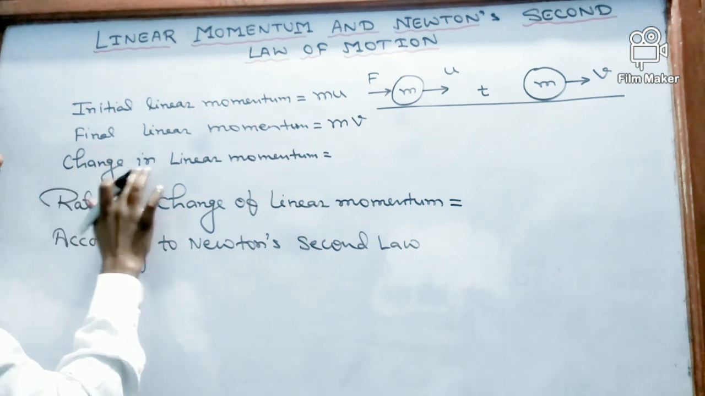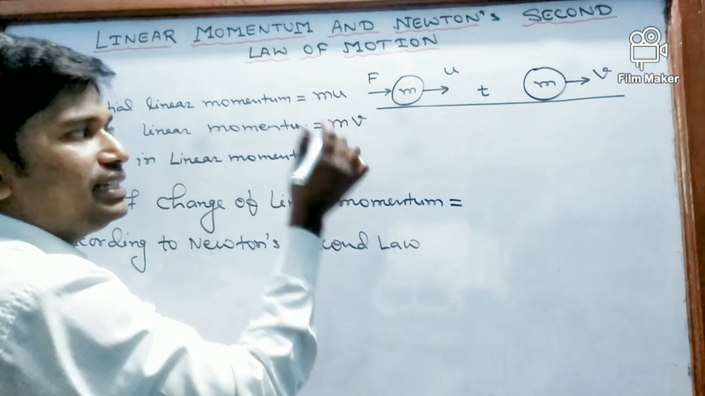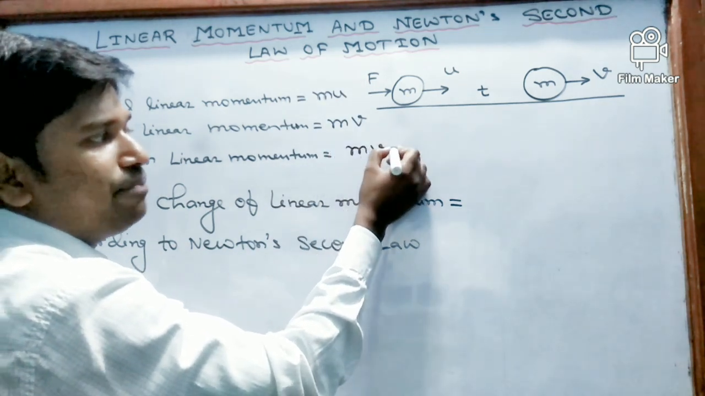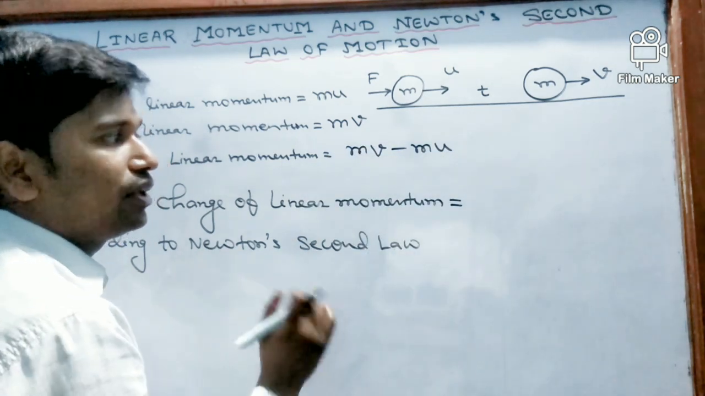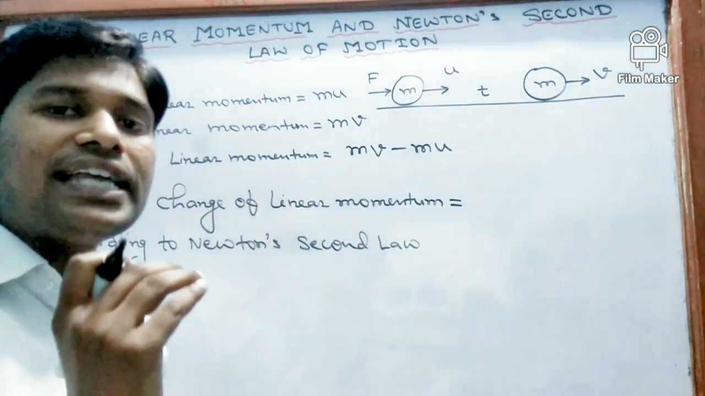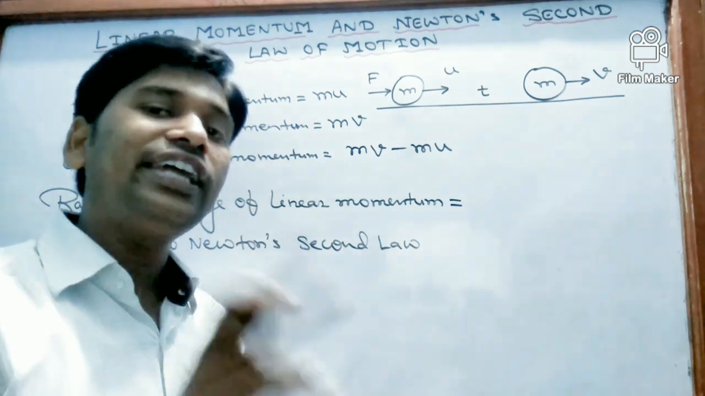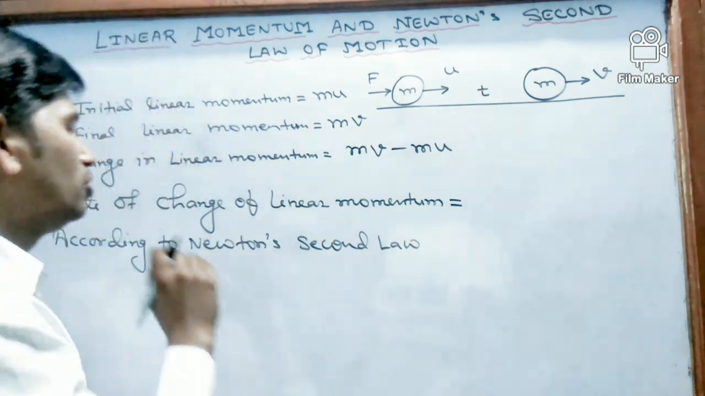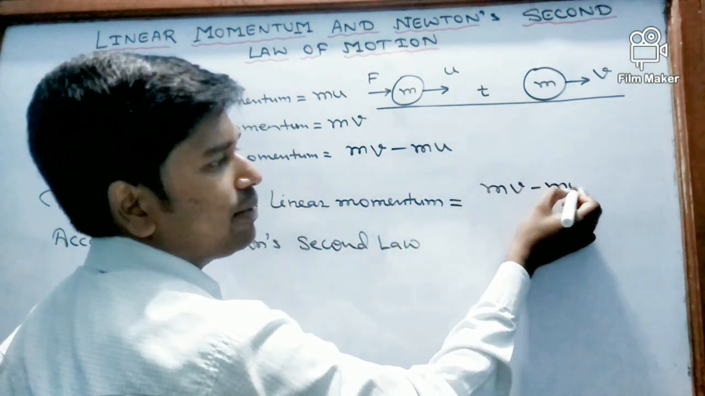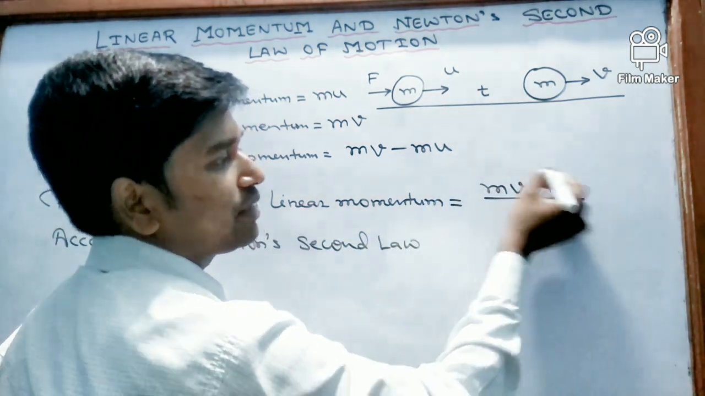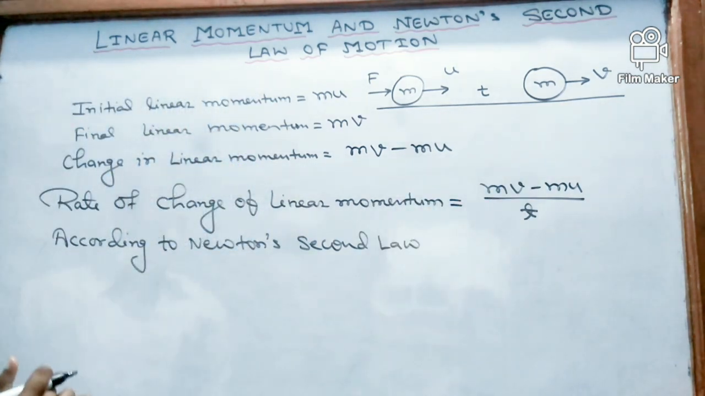Now, what is the change in linear momentum? Change means final minus initial. So we can write mv minus mu. It is the change in linear momentum. In Newton's second law, I said rate of change of linear momentum. So we will find the rate of change of linear momentum. Rate of change of linear momentum means change in linear momentum by time. This is called the rate of change of linear momentum.